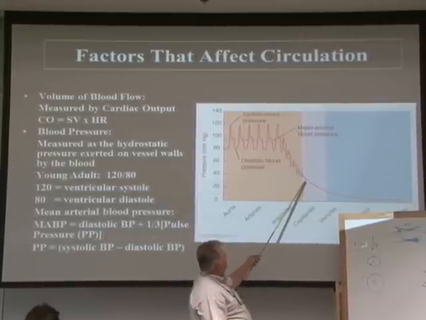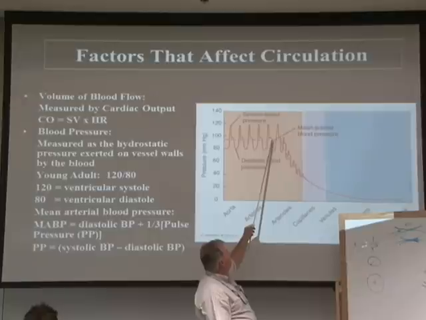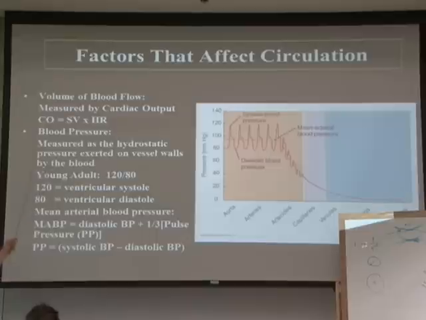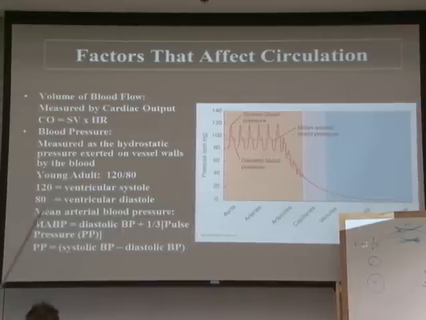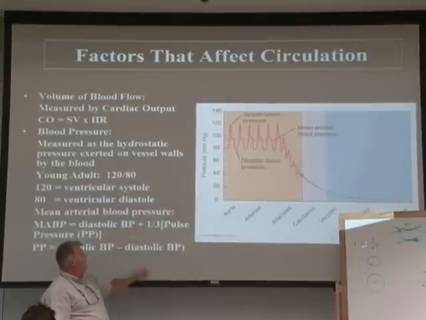To figure out what's going to happen here, we can use mean arterial pressure as an example, which is based on the difference between the high and the low. What we said was that blood pressure is directly related to cardiac output. As cardiac output increases, blood pressure increases, and stroke volume and heart rate drive cardiac output. So mean arterial blood pressure is diastolic blood pressure plus 1/3 of pulse pressure.